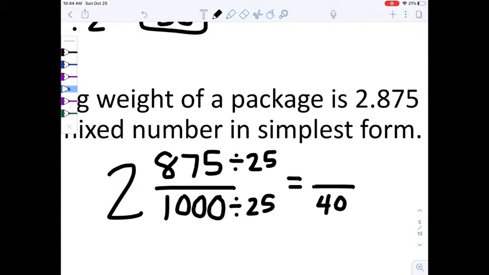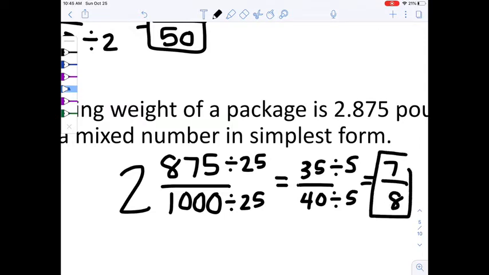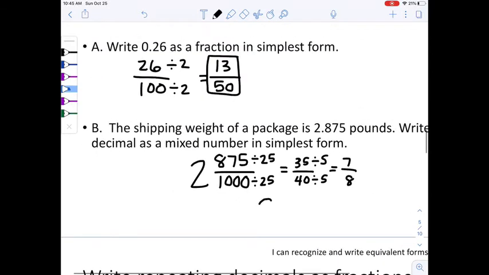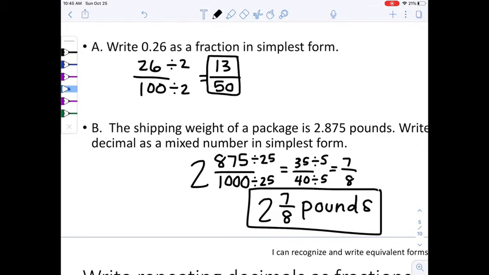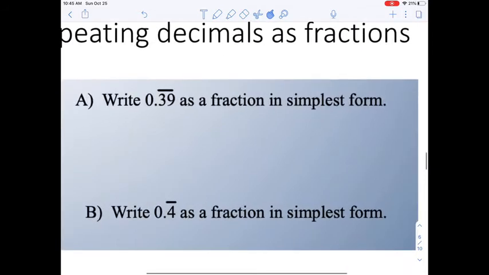So I know 1,000 divided by 25. 100 divided by 25 is 4, annex on a 0, so that would be 40. And then, for sake of time, I'll help us out with the top. 875 divided by 25 is 35. And then I can divide each of these again by 5. 35 divided by 5 is 7. 40 divided by 5 is 8. So our answer is not 7/8, it's 2 and 7/8. I almost even forgot that whole number. So be careful, don't forget that, and then we can label it as pounds.